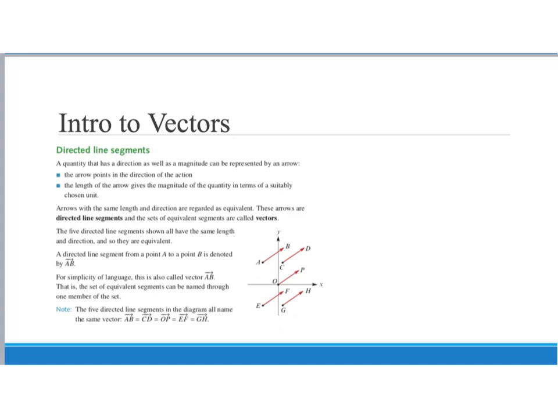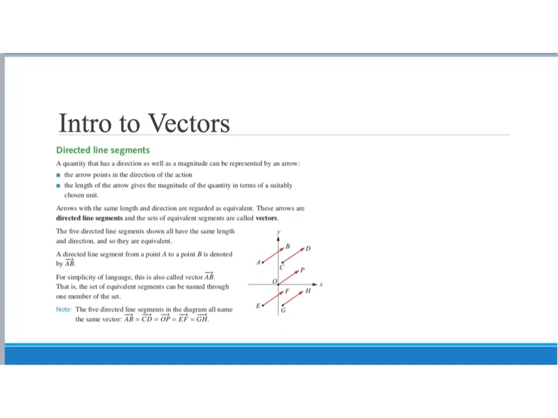So now we're quickly going to just talk about directed line segments. A quantity that has a direction as well as a magnitude can be represented by an arrow. The arrow points in the direction of the action. The length of the arrow gives the magnitude of the quantity in terms of a suitably chosen unit, and this will make sense more as we go along. So arrows with the same length and direction are regarded as equivalent. These arrows are directed line segments, and the sets of equivalent segments are called vectors.